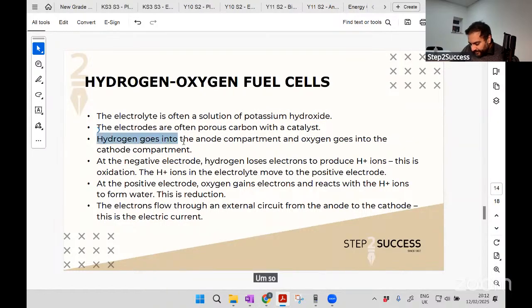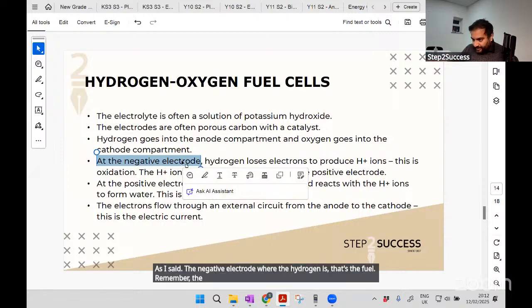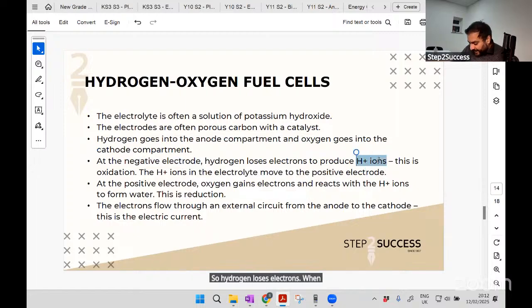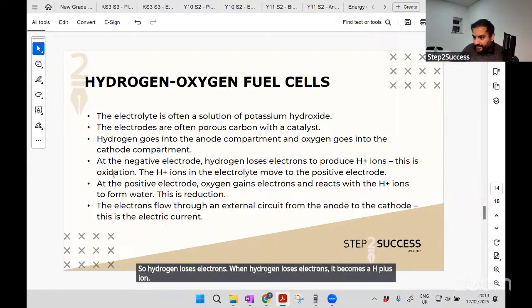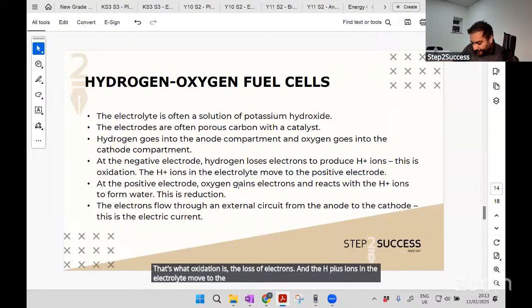So hydrogen goes into one side, oxygen goes into the other side. As I said, at the negative electrode where the hydrogen is, that's the fuel. Remember, the fuel loses electrons. So hydrogen loses electrons. When hydrogen loses electrons, it becomes an H plus ion. That's what oxidation is, the loss of electrons. And the H plus ions in the electrolyte move to the positive electrode. At the positive electrode, I think that should say negative.